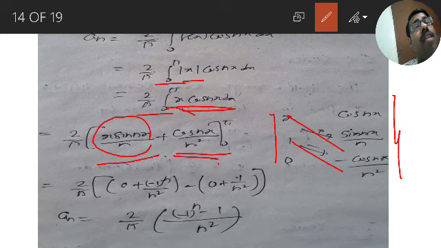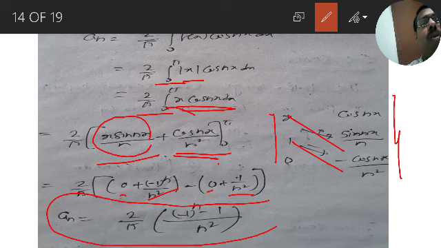Cos n pi is minus 1 whole power of n by n square. First term 0, second term minus 1 whole power of n by n square, and for the lower limit first term 0, cos 0 value is 1 by n square. So take LCM n square. So what is an value? An is equal to 2 by pi into minus 1 whole power of n minus 1 by n square.